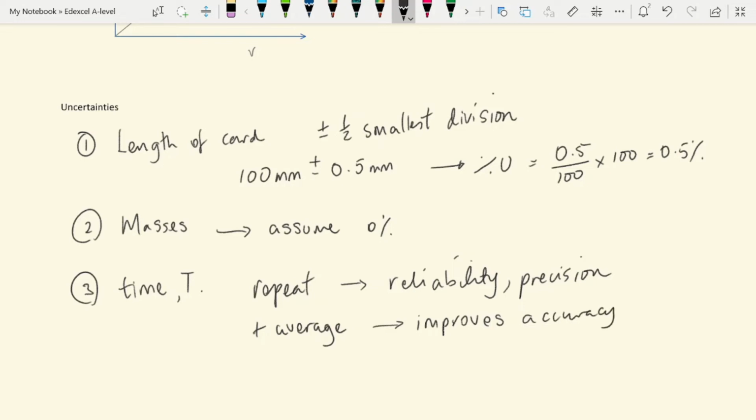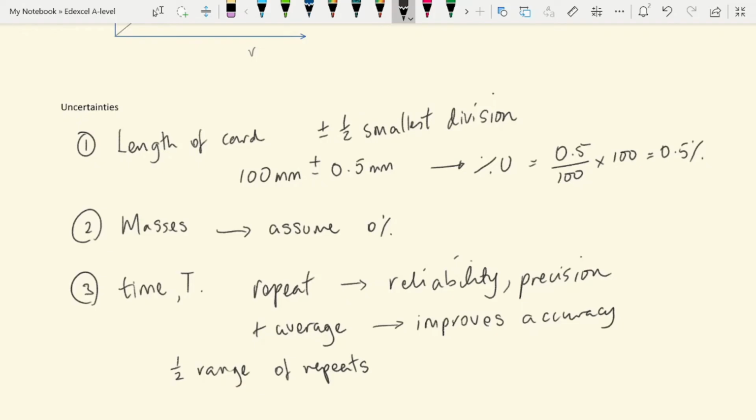Now, obviously, we cannot use the smallest or half the smallest scale division here, because on a regular stop clock, it might measure to 100ths of a second, and you're not seriously going to suggest that half of that is the uncertainty in your timing. You cannot do that. So here we have to do repeats and take an average, because we have to be able to assess our uncertainty from that. So we would use half the range of our repeats to find our uncertainty here. Realistically, that does not include any issues with reaction time starting or stopping.